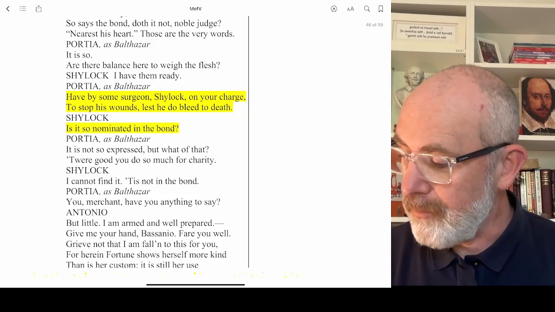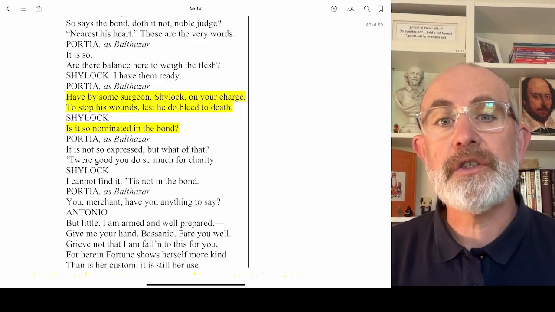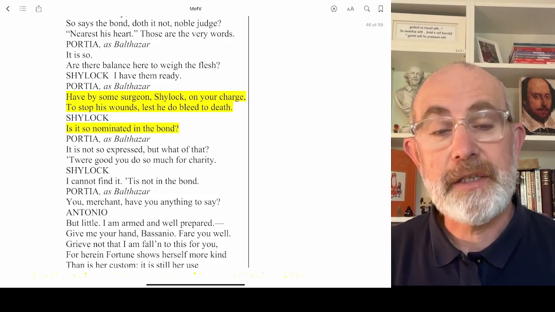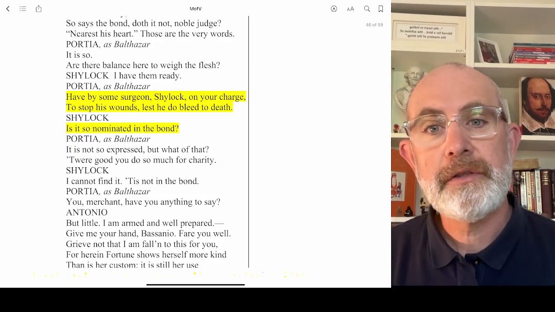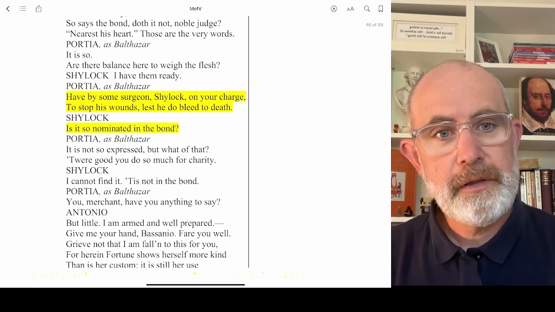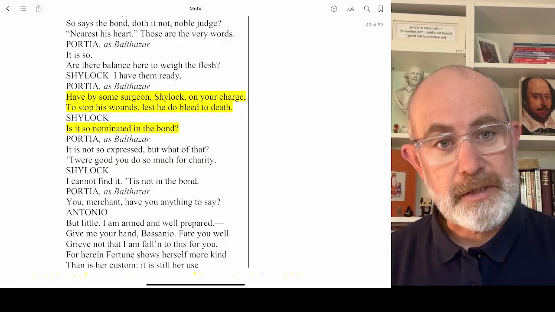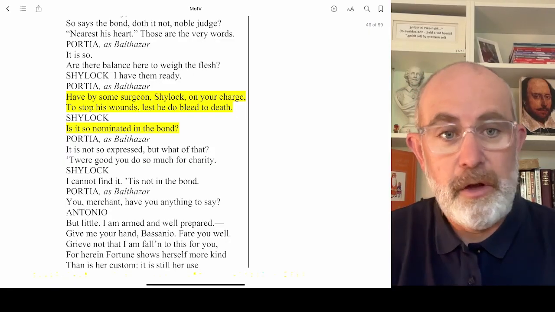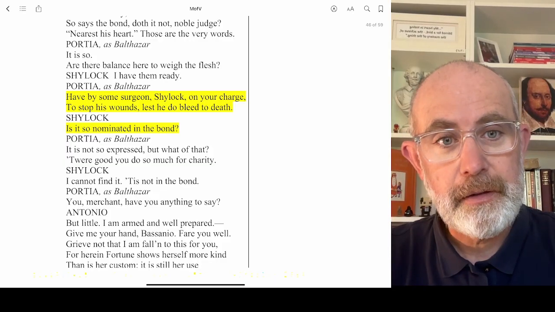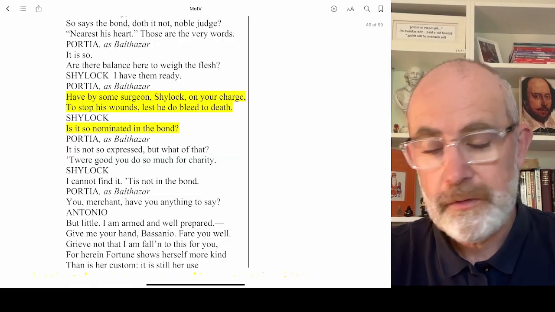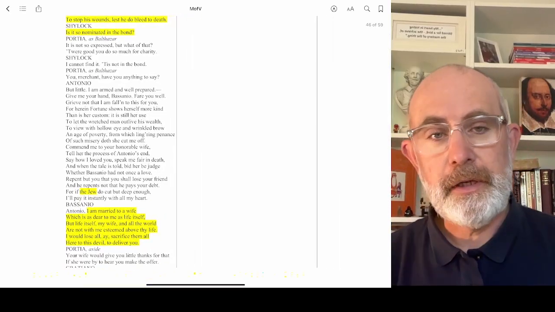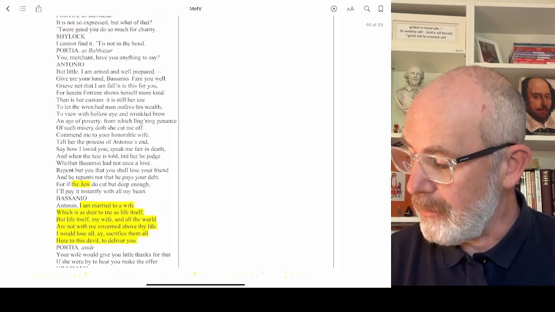Shylock is prepared. I have them ready. Portia says, have by some surgeon, Shylock, on your charge to stop his wounds, lest he do bleed to death. Shylock says, is it so nominated in the bond? She asks, have you got a doctor here? So that when he starts to bleed, you have someone to stanch the blood so he doesn't die. And Shylock says, well, there's no requirement on me to do that. In other words, his whole intention is that Antonio will die as a result of this wound. And then we have that interchange that results in the trap.